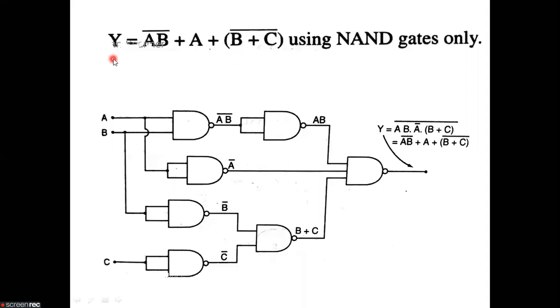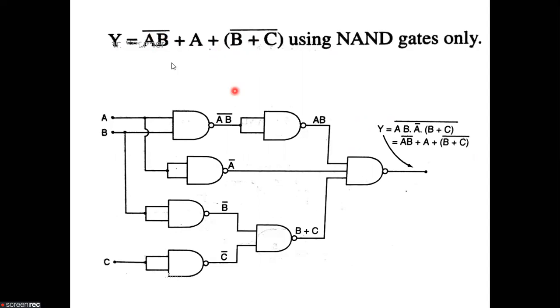Next one is, there is a function given: Y is equal to A dot B bar plus (A plus (B plus C) whole bar). You have to implement this function using NAND gates only. Here we can use only NAND gates. So how will we be doing it?